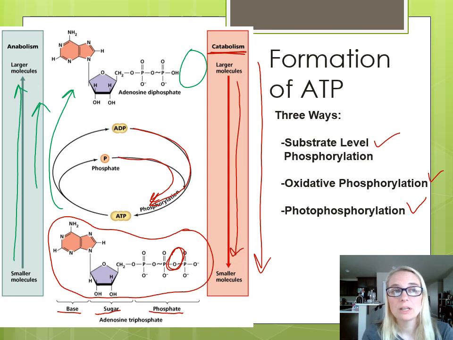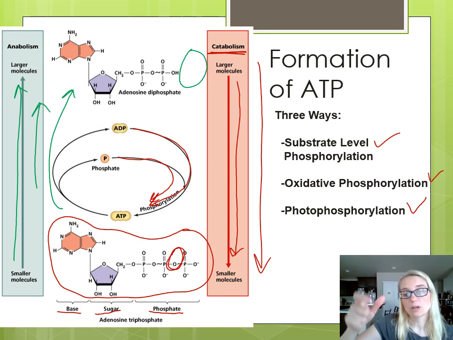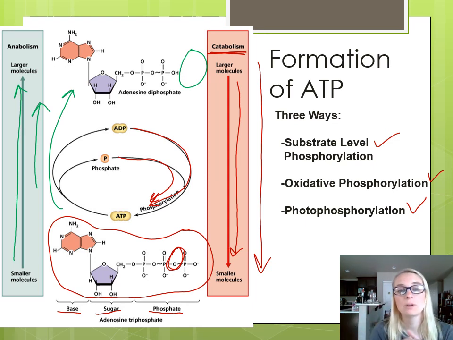Oxidative phosphorylation is the electron transport chain and chemiosmosis at the end of cellular respiration with the redox reactions, oxidative, oxidative, driving the production of ATP via chemiosmosis. And then photophosphorylation, as the name implies, is a process that takes place during photosynthesis, which we'll see in the last lecture of this chapter 5 collection.